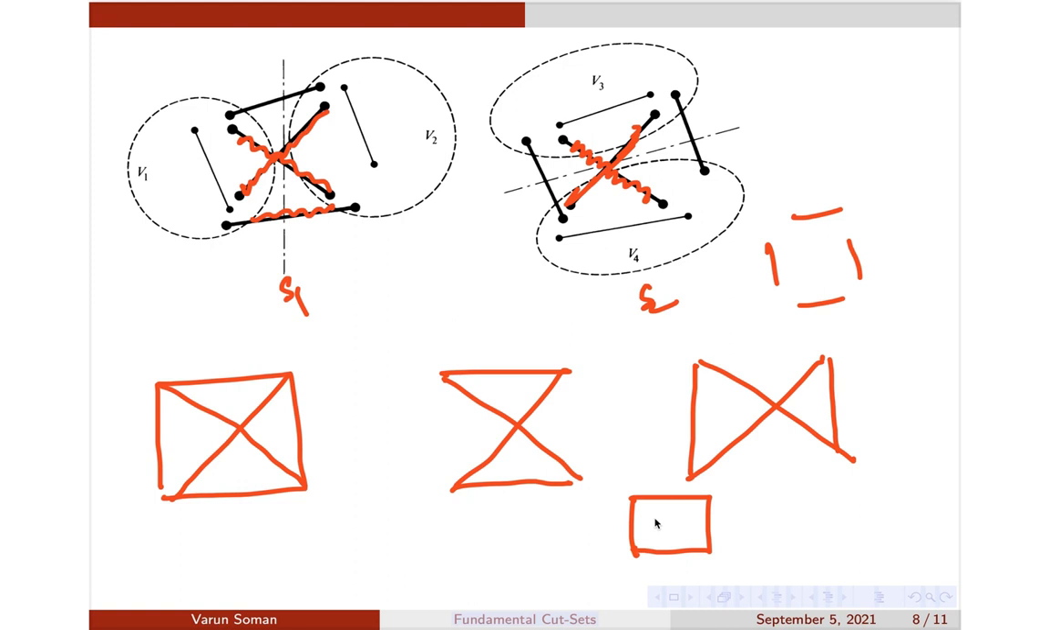Okay, now I have to show that this ring sum is basically a cut set, or it's a disjoint union of cut sets. That means basically the ring sum will disconnect the graph. So will the ring sum disconnect the graph? Okay, if I remove these edges, will it disconnect the graph? Of course, it will. If I remove these edges, what will happen? My graph will become like this. Okay, you can see that it is disconnected.